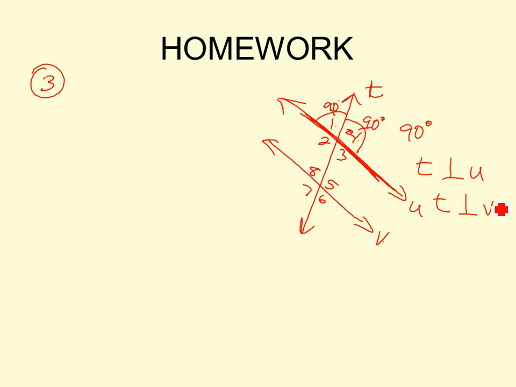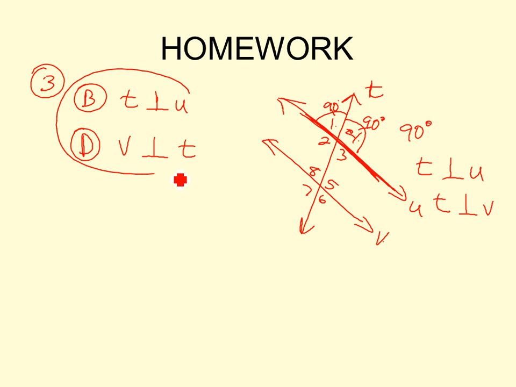And if we look down through there, B says T is perpendicular to line U, so that's one of the answers. Then we keep looking because it said there may be more than one. D says V is perpendicular to line T. That's the same thing, it's just reversed. So the answers for number 3 would be B and D.